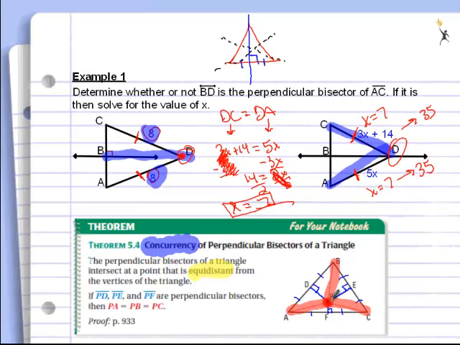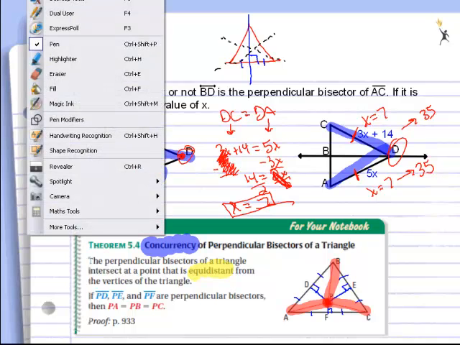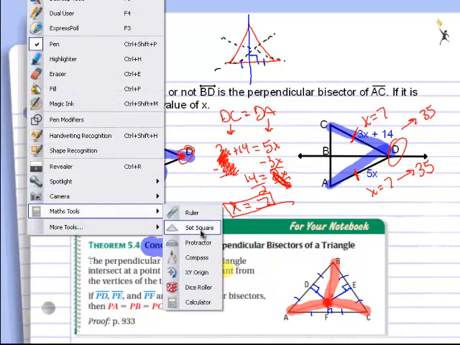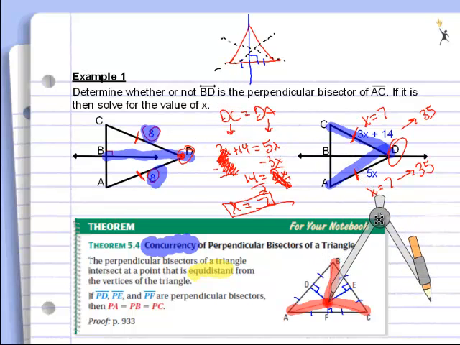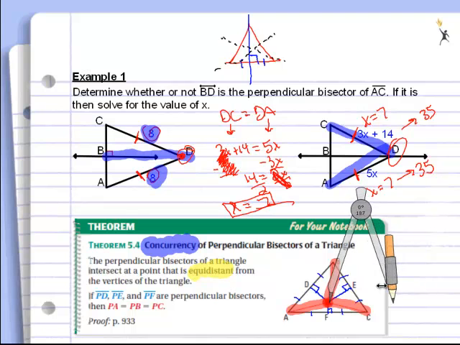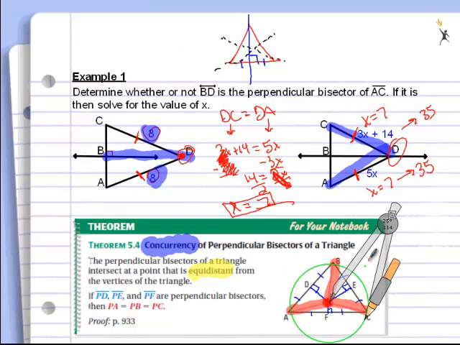And that point happens to be the concurrency of the perpendicular bisectors. Let me show you something. I'm going to get out my handy dandy compass, and I'm going to put the center of my compass right on that point P. And what I want you to see is that this point represents the center of a circle.